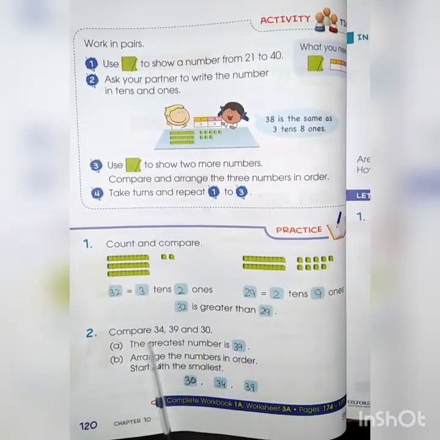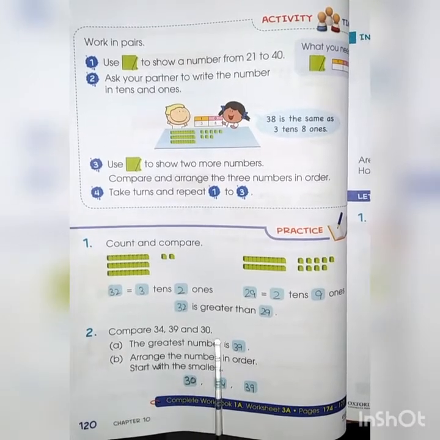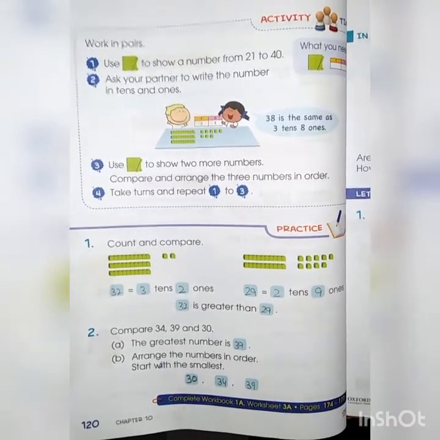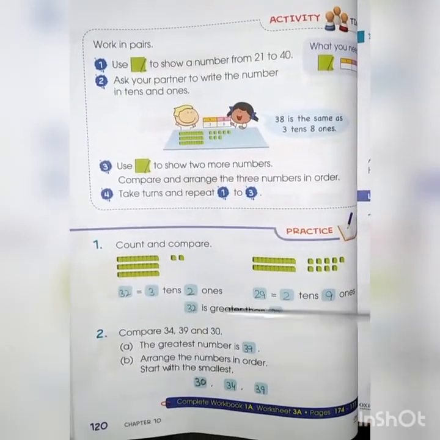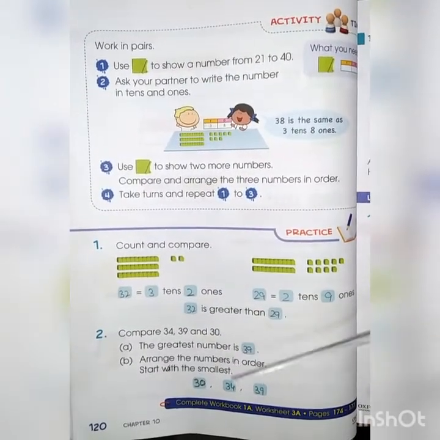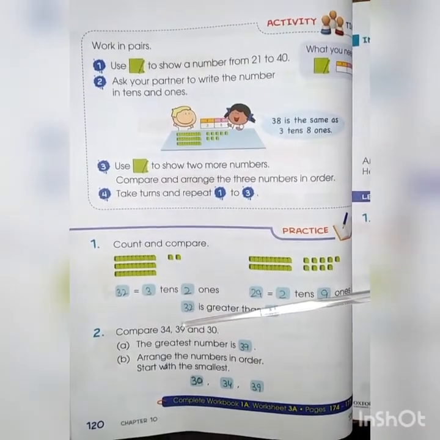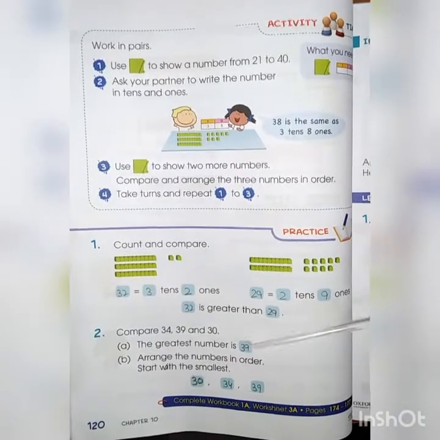Number 2. Compare 34, 39 and 30. Okay, first we want to know which number is greatest. Can you please tell me, students, which number is greatest? Yes, 39 is the greatest number.